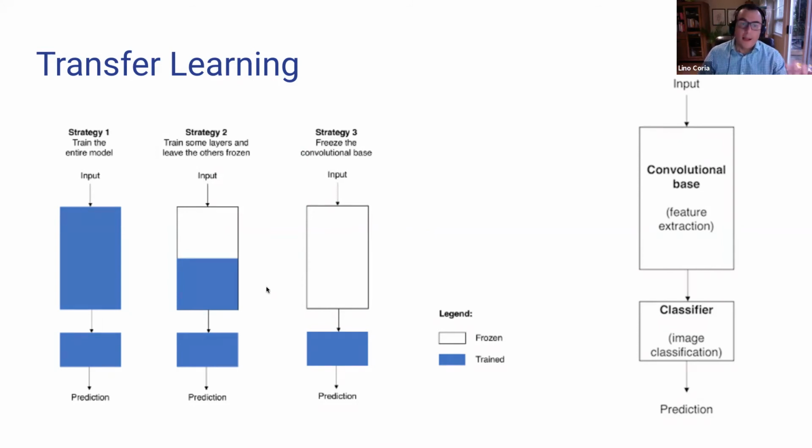Or, and this usually works very, very well, you don't worry about the feature extraction process. You freeze it, you don't change it, and you only train the classifier. And usually this works very well. In a very short time, you have a very good classifier, and you can use it for your stuff.